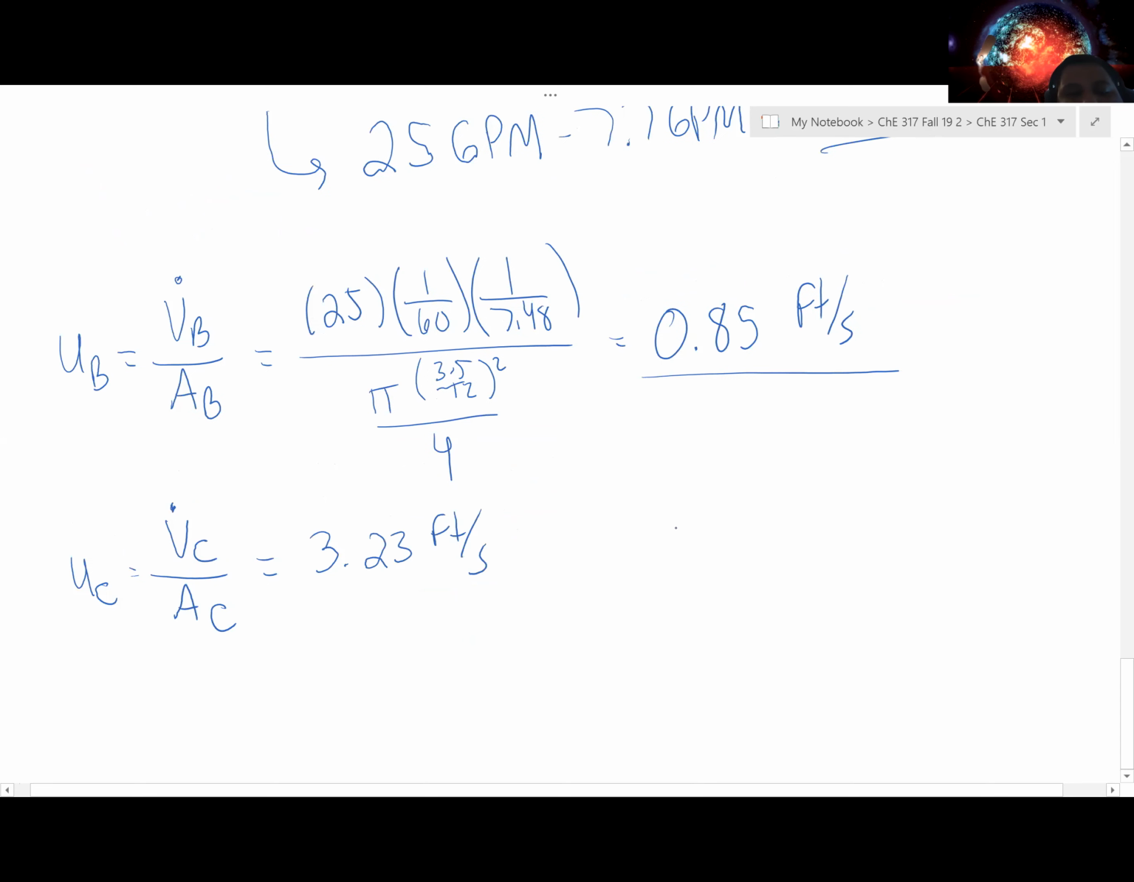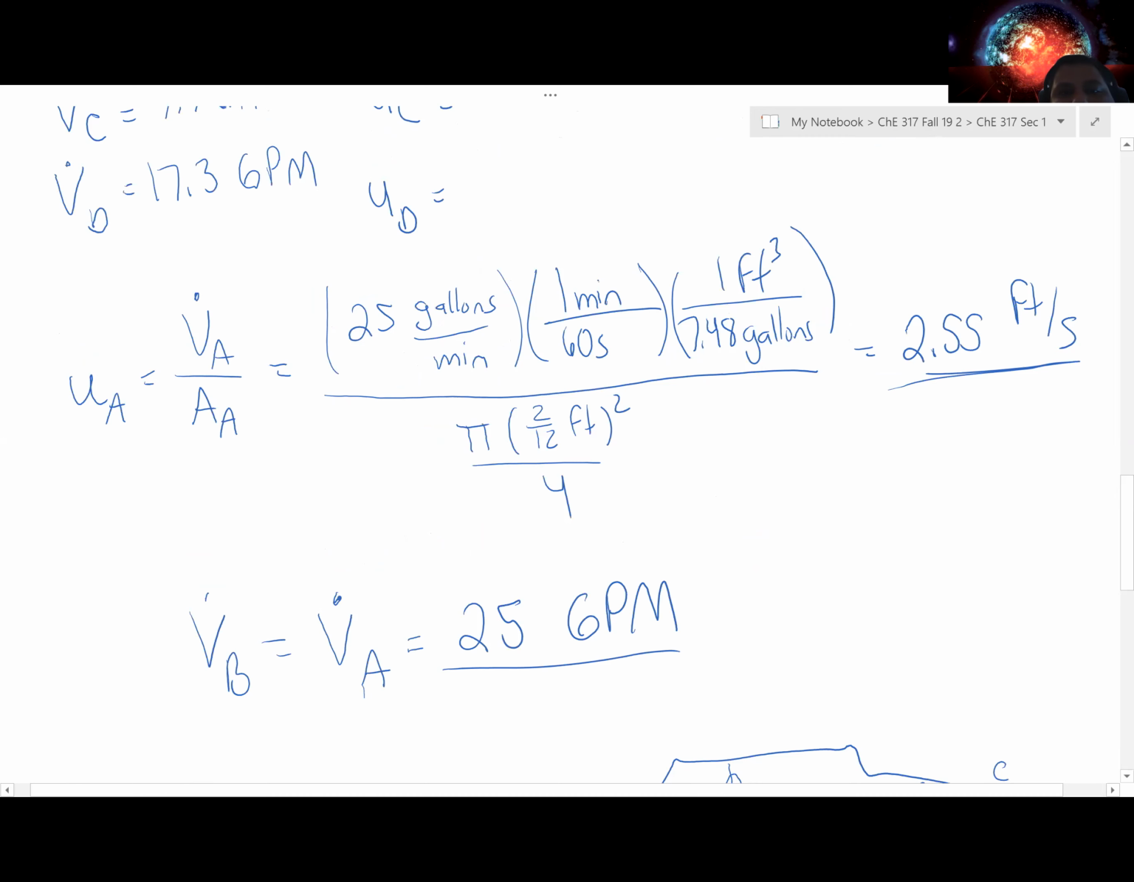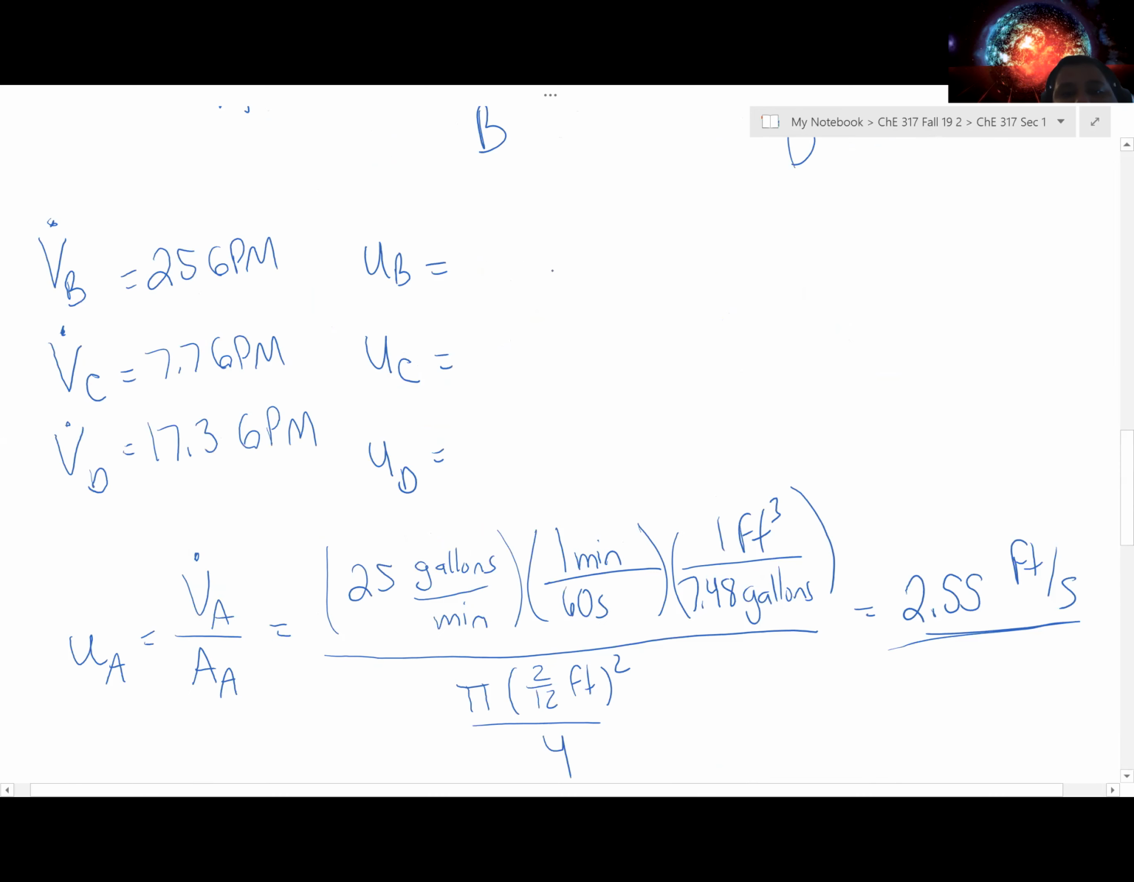And if you do that for section D, you get the same velocity, mainly because, as I said, the fluid doesn't see the sections as separate. So you get 0.85 feet per second, 3.23 feet per second, 3.23 feet per second.